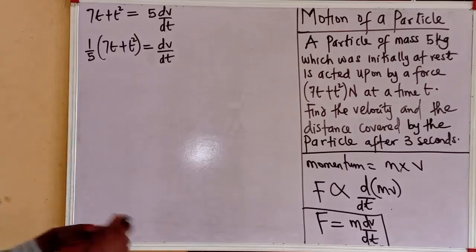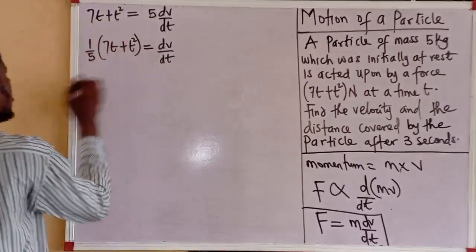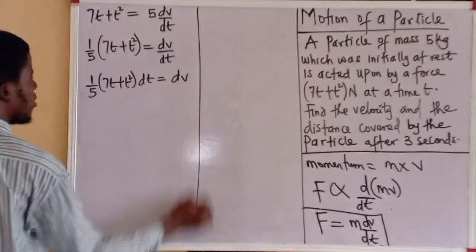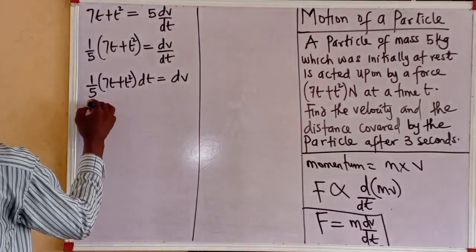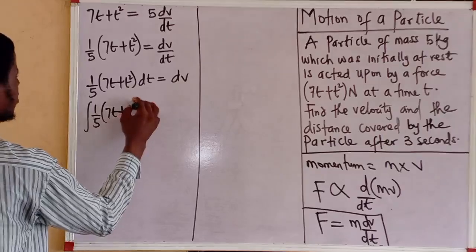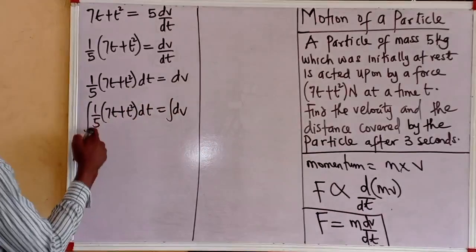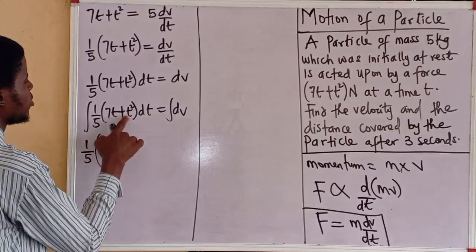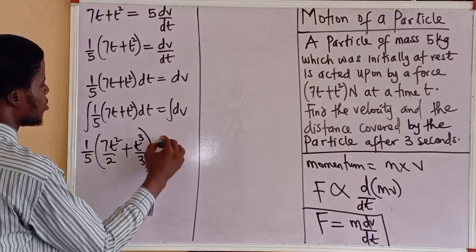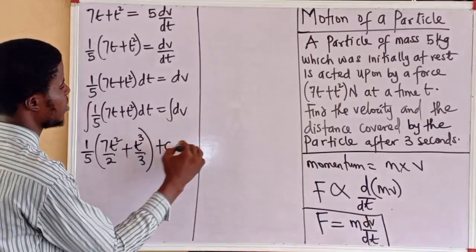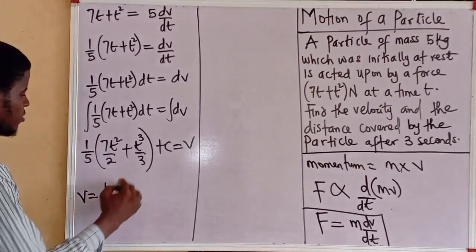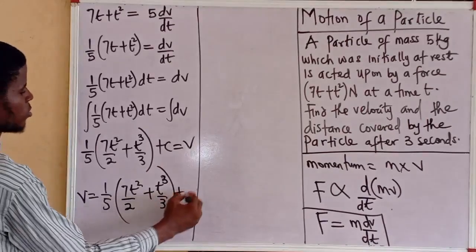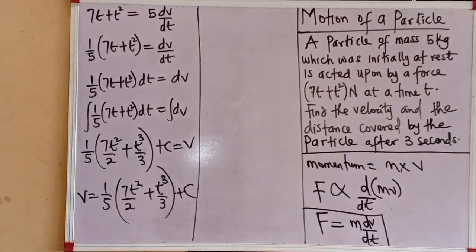So let's separate variables before integrating both sides. This is a function of t. So if I multiply by dt, I'll have 1/5 into 7t plus t squared dt equal to dV. Integrating both sides, that's the integral of 1/5 into 7t plus t squared dt equal to the integral of dV. 1/5 is a constant, so it comes out. We integrate 7t with respect to t, that's 7t squared upon 2. Integrate t squared with respect to t, that's t cubed upon 3. Plus c, the constant of integration. Integrate dV, that's V. So v is 1/5 into 7t squared upon 2 plus t cubed upon 3 plus the constant of integration.